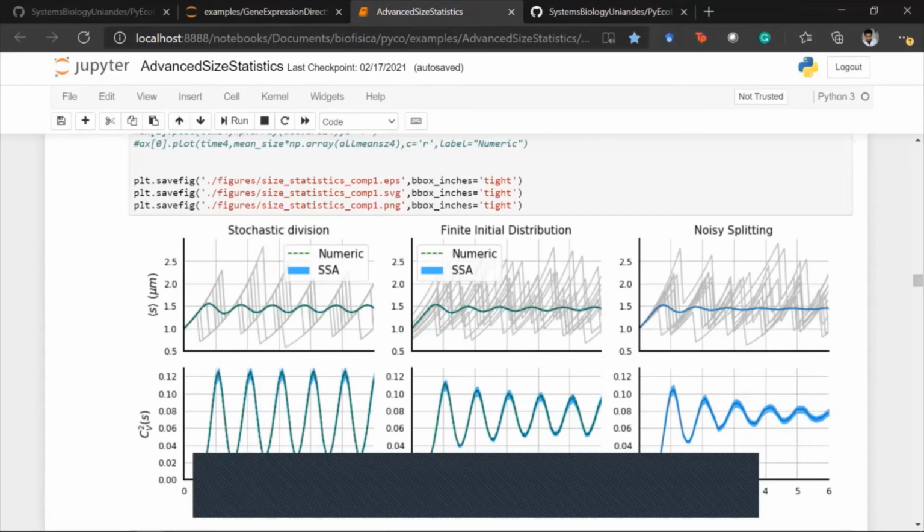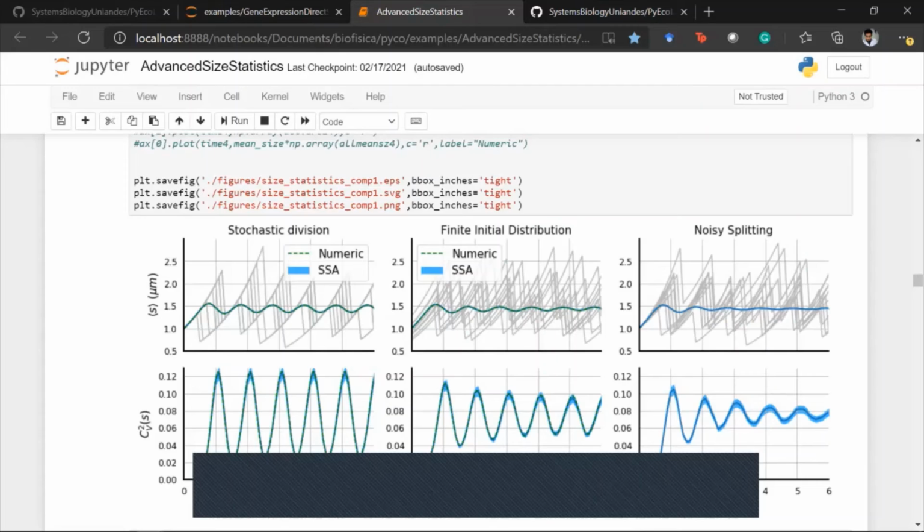What if you consider bacteria growing at the same growth rate and dividing exactly in half? What if you consider a finite initial distribution, I mean, not starting all of them at size 1, but from a given distribution with a mean equal to 1? You see that the oscillations have less amplitude, but they are robust.